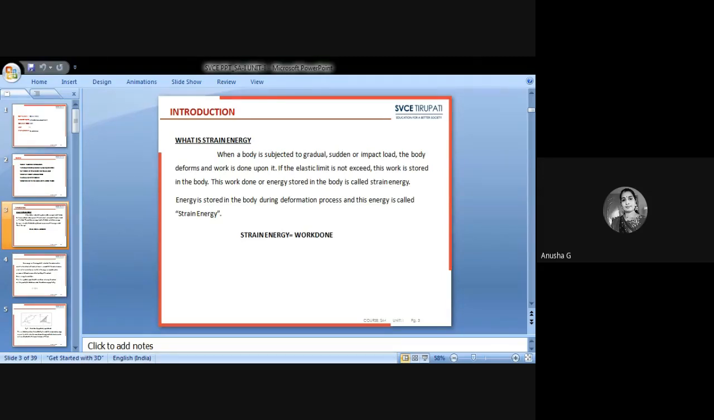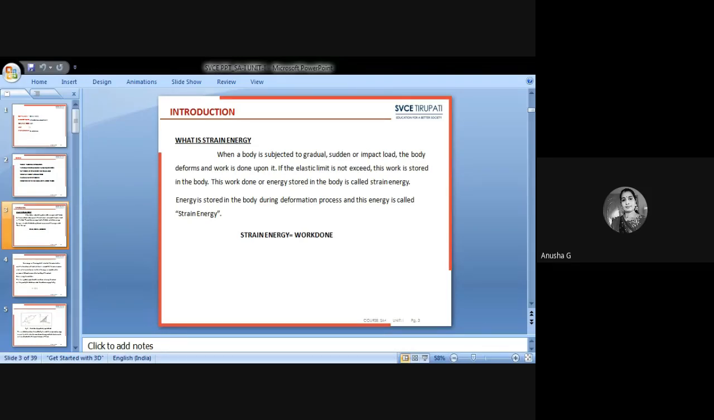Okay. Next point, for strain energy to be stored, a material must deform within the elastic limit. Same definition only, we are writing like this also. For strain energy, whatever energy is stored in the material, it must deform within the elastic limit.